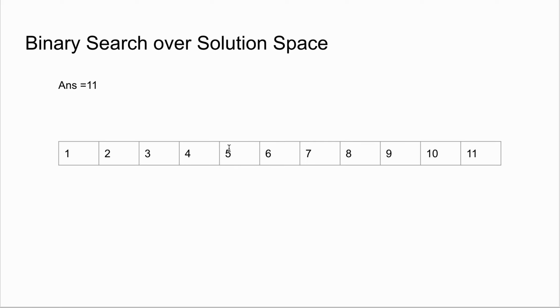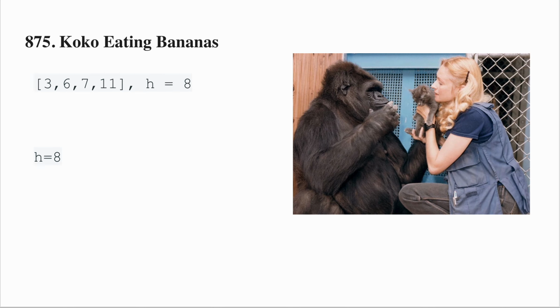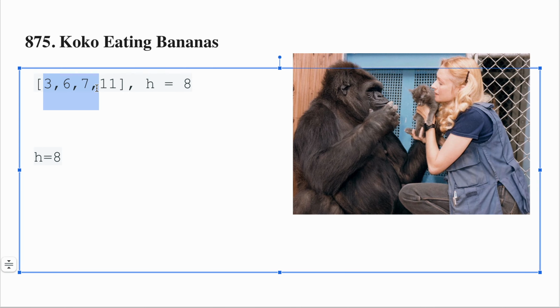So whenever we have a search space like this, or an answer space, that is, our answer can have values from 1 to 11, we use something called binary search over the solution space. What do we do here? We pick a number, say for example 6. Once we have picked 6, we check if it is possible with this particular number or not. For example, we check if it is possible with 6 bananas per hour, that is, k is equal to 6.